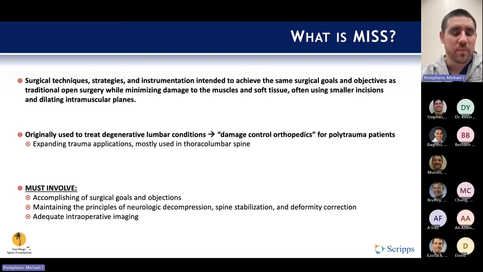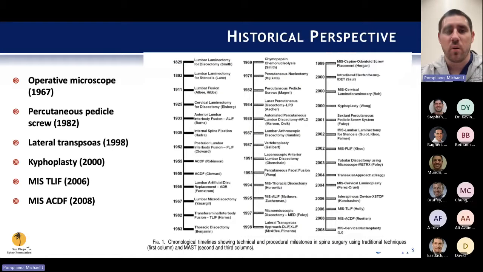A common theme as I was preparing this talk: MIS does not mean you abandon your normal surgical goals. In the context of this conversation, MIS has to include accomplishing normal surgical goals, maintaining the principles of spine surgery, specifically neurologic decompression, stabilization, and deformity correction, as well as adequate intraoperative imaging, which is a pretty big risk factor for where this can go wrong.